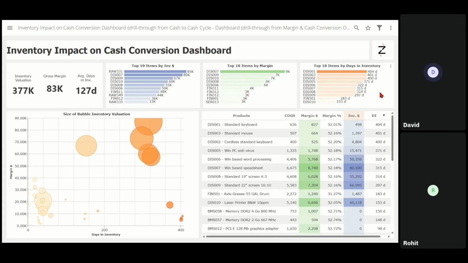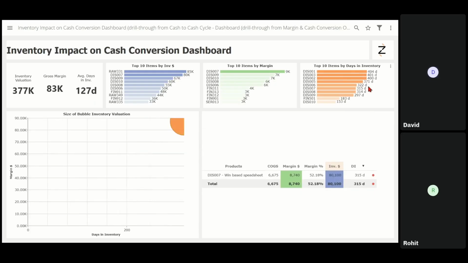And finally, on the right-hand side, I have the most problematic items, which are the items that have the highest, much more days in inventory, right?